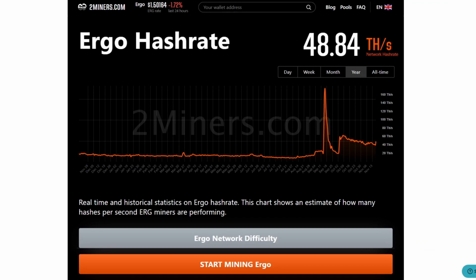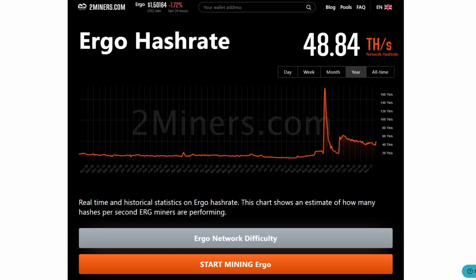Now, if we look at the Ergo hash rate, we can see that a lot of hash rate hit the network from the Ethereum merge, and then it slowly went all the way down to 48.84 terahash where it is today. There's been a bit of a spike in the last 2-3 days, but not much. If FPGAs start mining on this network, it'll probably be GPU miners who start buying FPGAs just to get on the network and be more efficient.